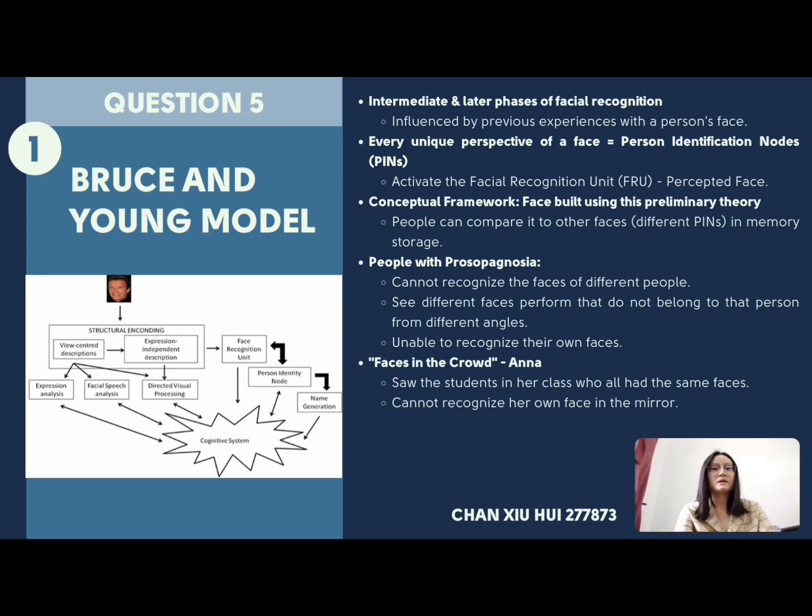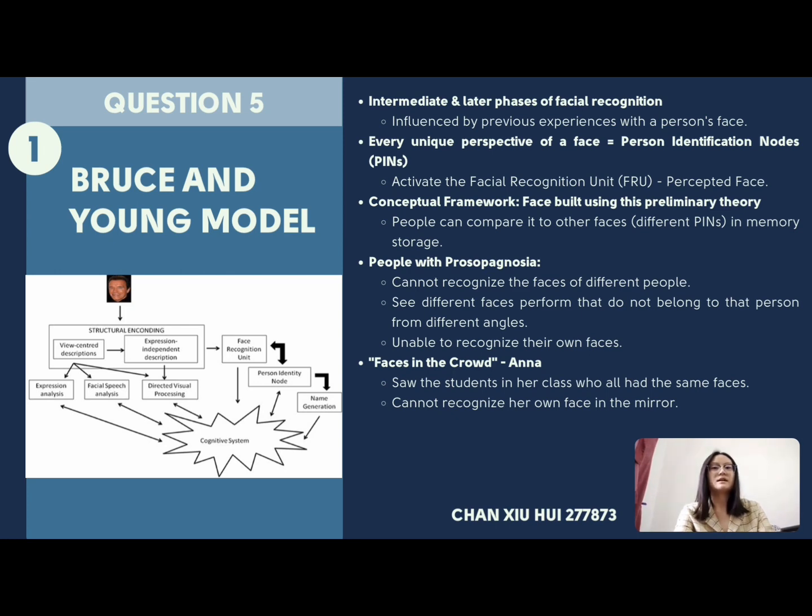When a conceptual framework of the face is built using the primary theory, people can compare it to other faces, which are different PINs in memory storage. However, people with prosopagnosia cannot recognize the faces of different people. They may also see different faces appear that do not belong to that person, from different angles, or even be unable to recognize their own faces.